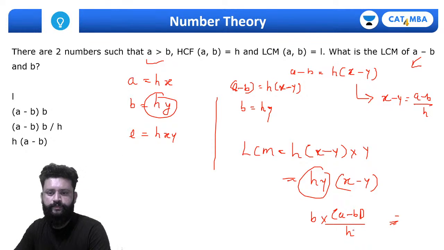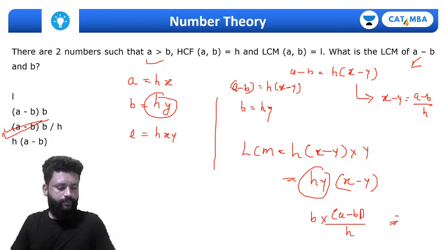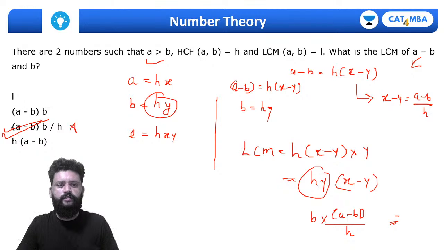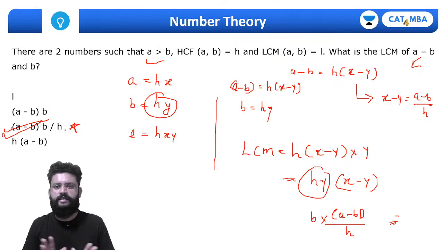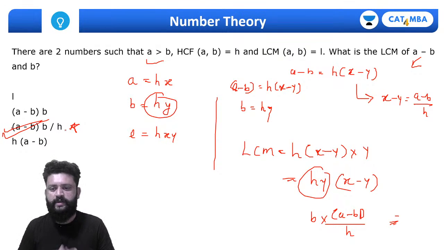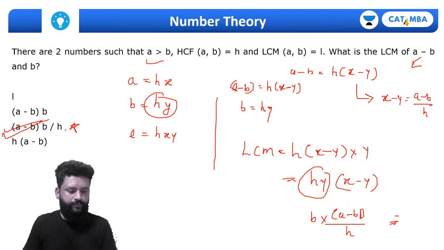Look at the answer option. B into A minus B upon H. That is answer option C. Hopefully it's clear. It's not that tough. It's a simple adjustment based question, nothing else. Right, the other way you can put some values and get it done. या तो तुम कुछ values try करके भी कर सकते हो. It's not compulsory. मैंने ऐसे किया तो ऐसे ही करना चाहिए.